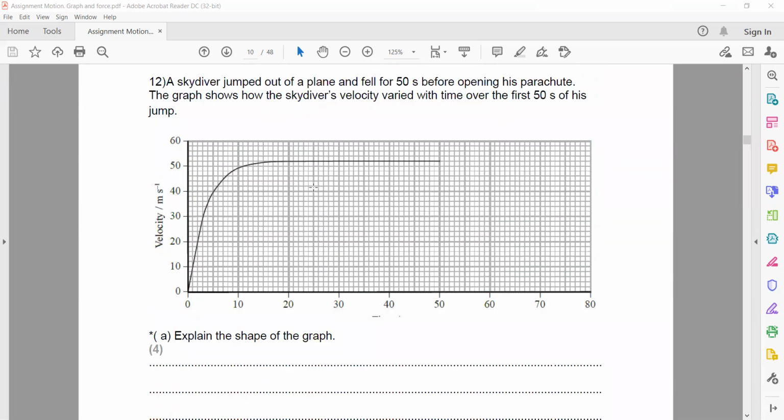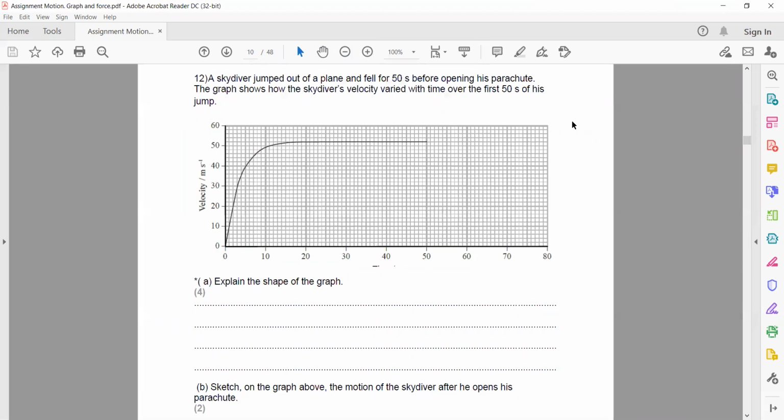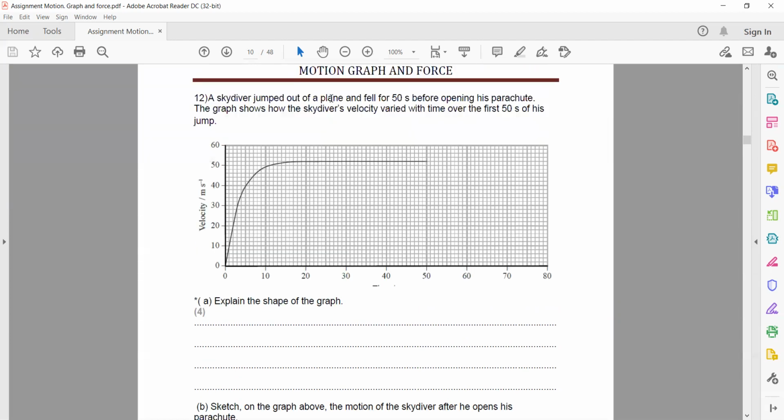In question 12, a skydiver jumps out of a plane and falls for 50 seconds before opening his parachute. The graph shows how the skydiver's velocity varies with time over 50 seconds. Explain the shape of the graph. So how do we explain the shape of the graph for this skydiver?